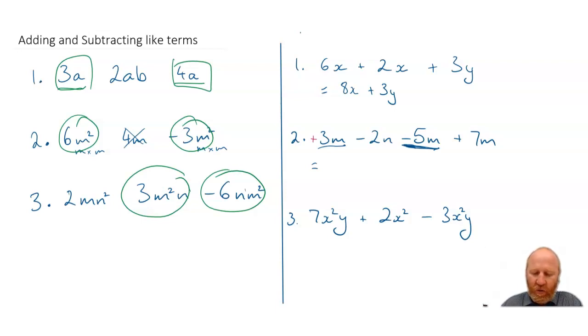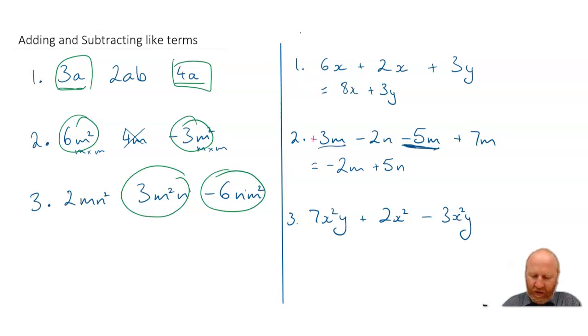So what we've got is 3m minus 5m. That's minus 2m. Now I've got a negative 2n here plus 7n. We're starting at negative 2, moving up. We get to 5n in the positive.